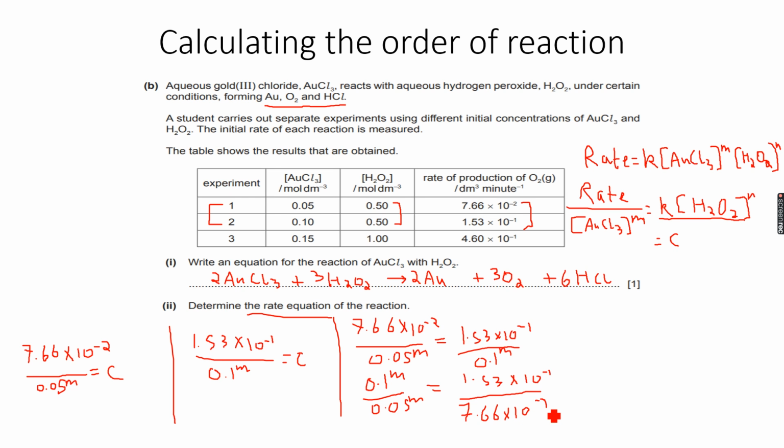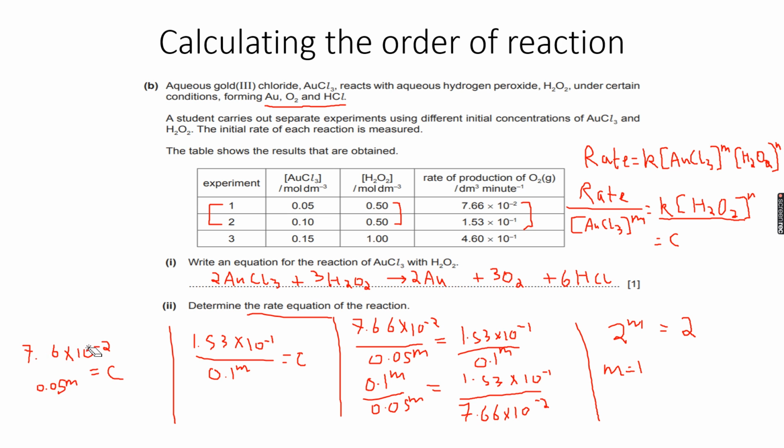Now if you look at the left hand side, I can also write it as 2 to the power of m, because if they are both to the power of m, I can take m outside the bracket. So 0.1 over 0.05 is 2. So this is 2 to the power of m on the left hand side. And on the right hand side, when I use my calculator to calculate this, I get something that rounds up to 2. So m is equal to 1, because 2 to the power of 1 is equal to 2. So now I know that m is equal to 1.